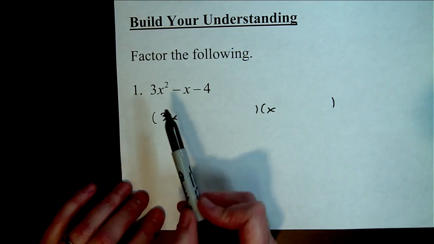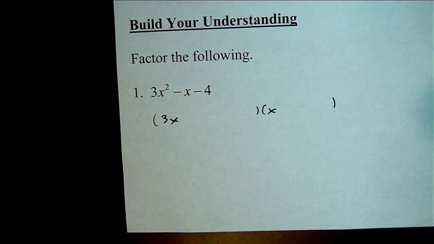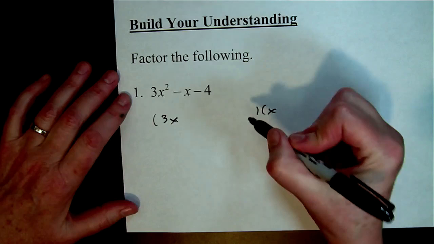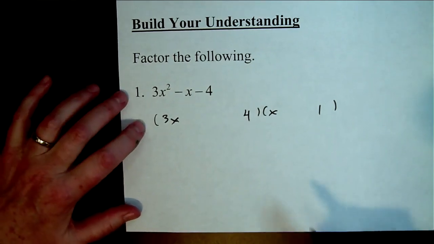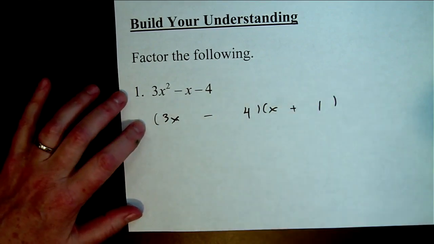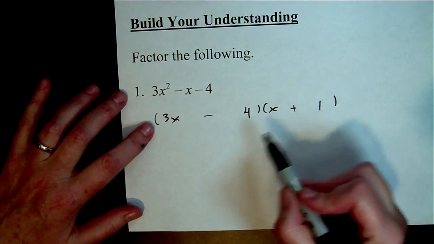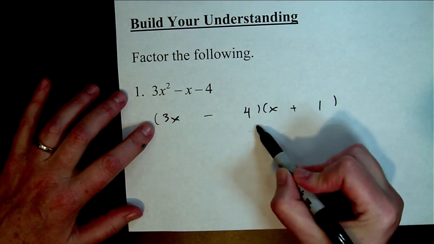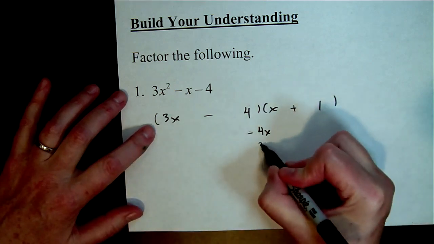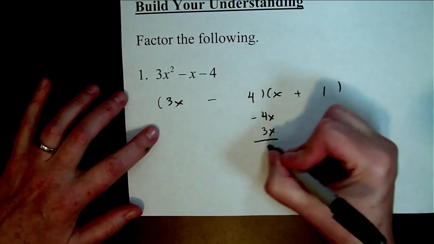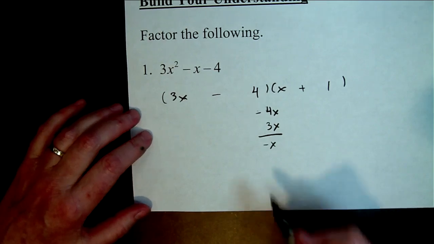And again, although I forget to mention it, I always look for a GCF to take out first, but there's not one. Okay, so one possibility to get a 4 is I could have a 4 and a 1. I'm going to just kind of randomly pick a minus and a plus, and then I'm going to check my middle terms. So let's see, if I were to FOIL this out, the inner terms would multiply to be 4x, the outer terms would multiply to be 3x, and that gives me the minus x I want. And so I just kind of got lucky there. That's the correct middle term.